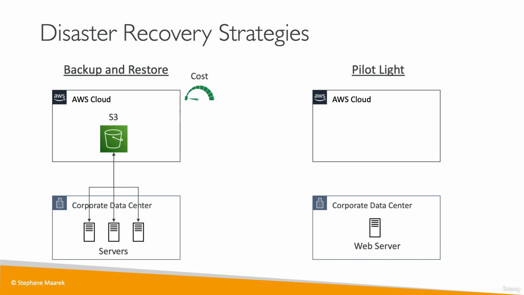Next, we have Pilot Lite. Pilot Lite is saying that, hey, we have the cloud and we're going to run the core functions of the app. For example, just the database. We have just the database in the cloud and it's ready to scale, but it has a minimal setup. So the database is here, but it's not fully scaled and we don't have our application servers. We just have a Pilot Lite.